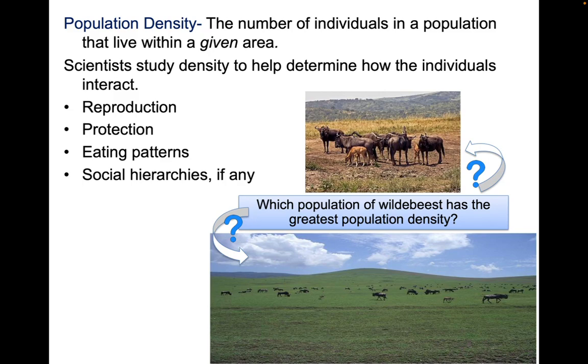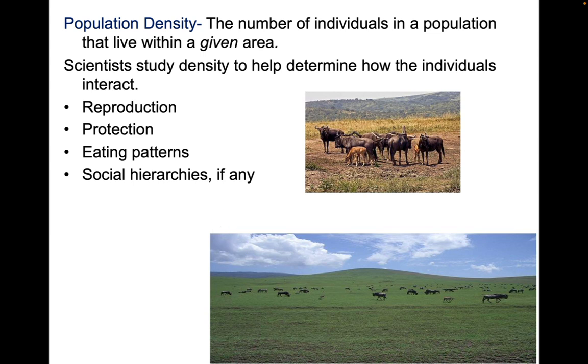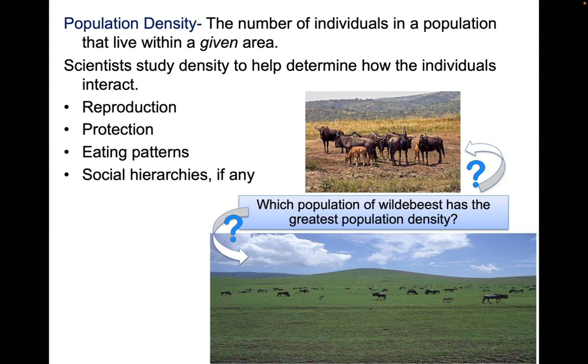In terms of population density, or the number of individuals that live within a given area, scientists would study density to determine how they reproduce, how they protect their young and each other, what their eating patterns are, and if there are social hierarchies. We know that there's a population of wildebeest in both photos, but if you wanted to know which had the greatest population density, you could see that the top photo has the most in one very small area.